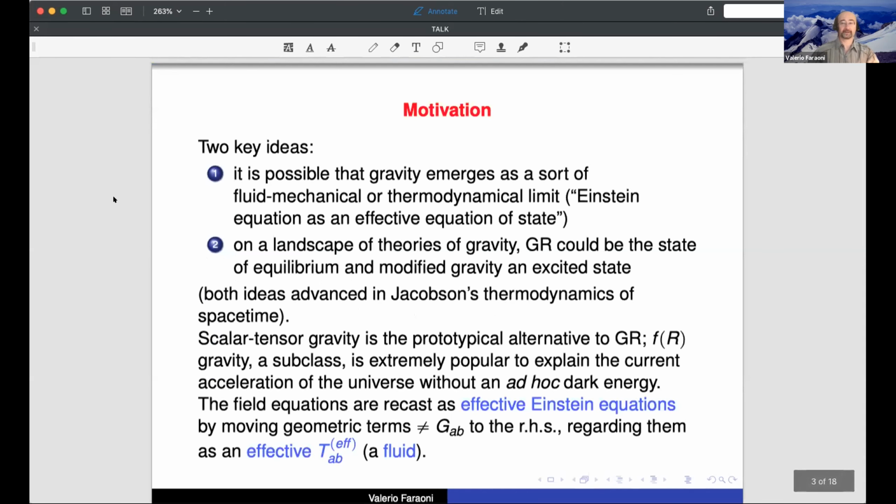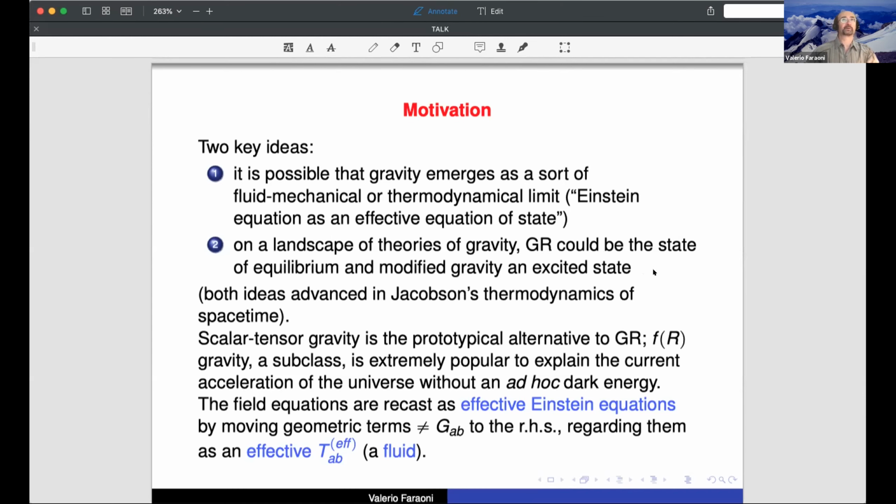So the motivation is that these two ideas actually came out about 10 years apart from the thermodynamics of space-time. Although I want to stress that what I'm going to talk about is completely different from the usual thermodynamics of space-time approach. So the first idea is that it's possible that gravity emerges as some sort of emergent theory, as some fluid mechanical or thermodynamical limit of some underlying, more fundamental theory. So this is the idea of deriving the Einstein equation as an effective equation of state, which has had a lot of followers. The second idea came out about 10 years after the first paper by Jacobson.